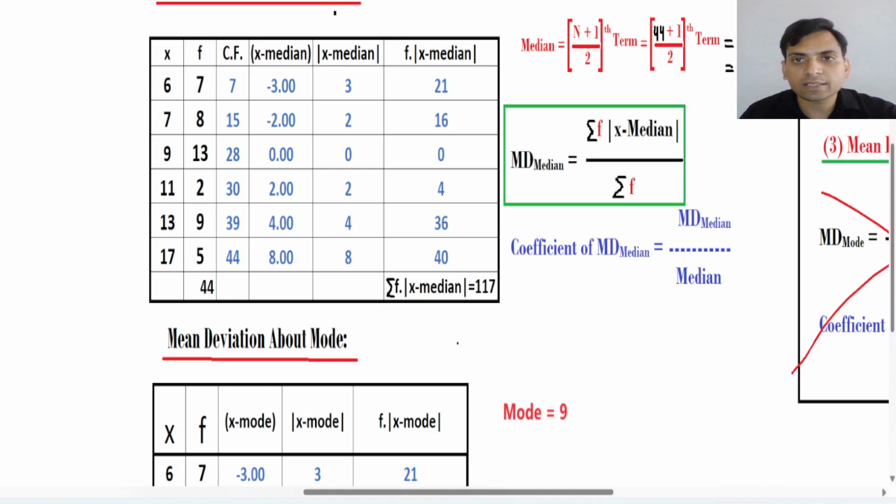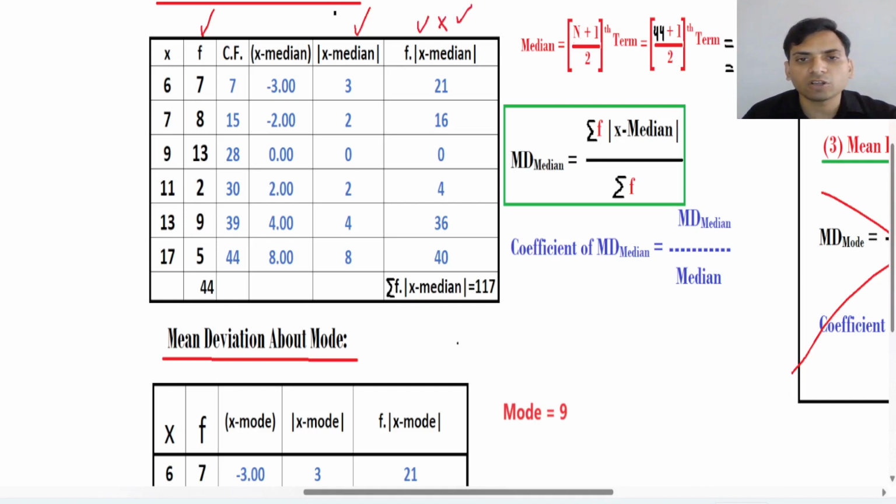The first task is x minus median. So we create a column for x minus median, and this CF column is required for median, that's why it is there. For x minus median, x is 6 and median is 9, so 6 minus 9 is equal to minus 3. Then we take its modulus as the formula requires, all negative converted into positive and positive remains positive. Then this modulus of x minus median is multiplied by f, so we create one more column for f into modulus of x minus median, that is the last one.